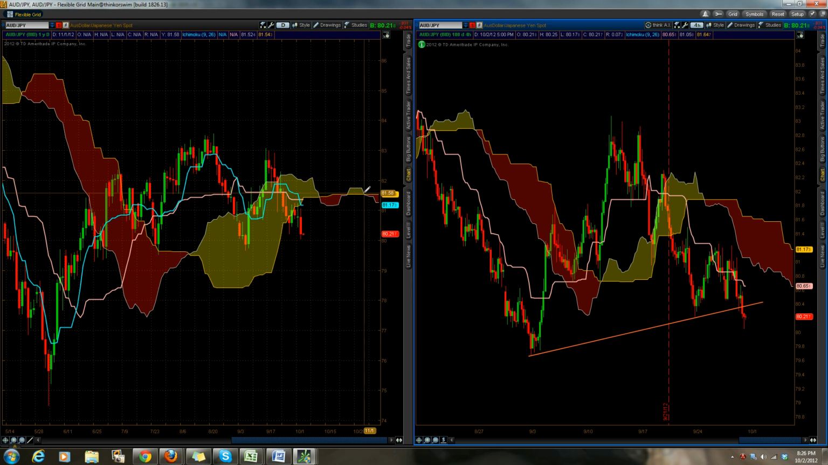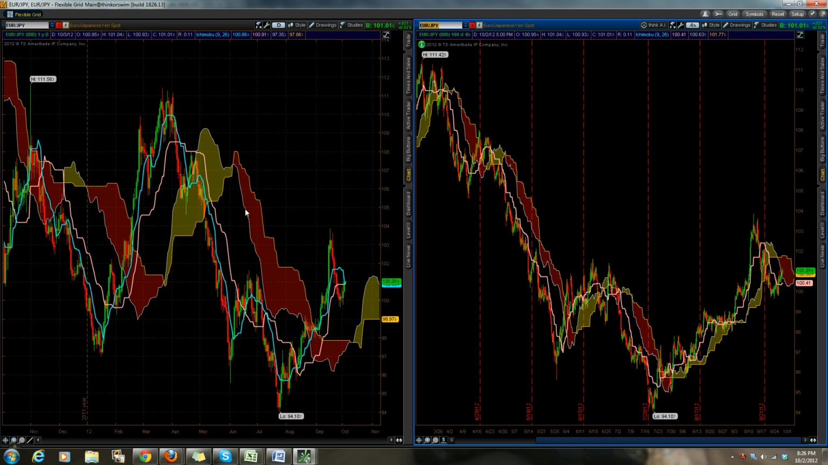Also, the future cloud has a lot of Kumo twists, indicating very little liquidity in the future, which basically means that price could just break through in and out of the cloud. So we really want to see impulsive reactions to the downside to confirm a more bearish momentum for the Aussie yen.